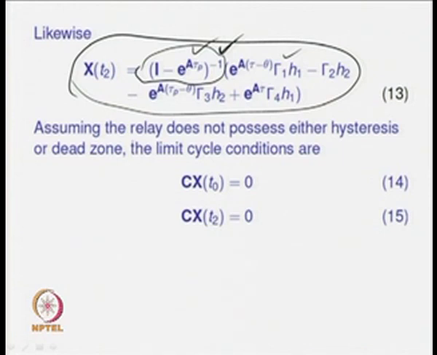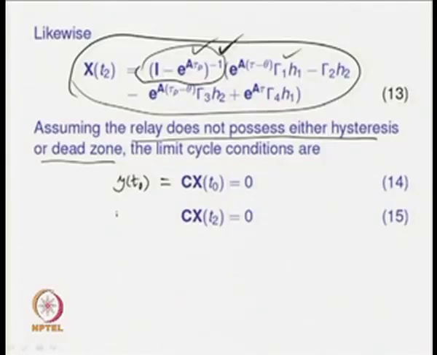Now, if the relay does not possess either hysteresis or dead zone, in that case the output y(t0) equal to C x(t0) has to be 0, and we have got a zero crossing at time t equal to t0. Similarly, the output at time t2, y(t2), has to be 0. Now, y(t2) is equal to C x(t2), therefore the x(t2) expression can be substituted here, and subsequently a simpler expression can be obtained.